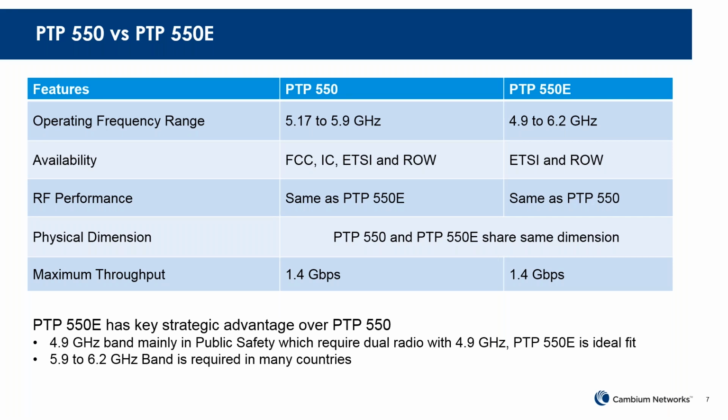The 550 mainly has two strategic advantages. One is the 4.9 frequency band, which is a public safety band, where some of the compliance requires one band to be 4.9 and the other one to be 5 gigahertz. 550 is an ideal fit. And the other one is there are many countries where 5.9 to 6.2 gigahertz is open, for example, Eastern European countries and some of the Middle Eastern countries, and 550E does not solve that problem for those customers. So 550E was introduced to resolve them.